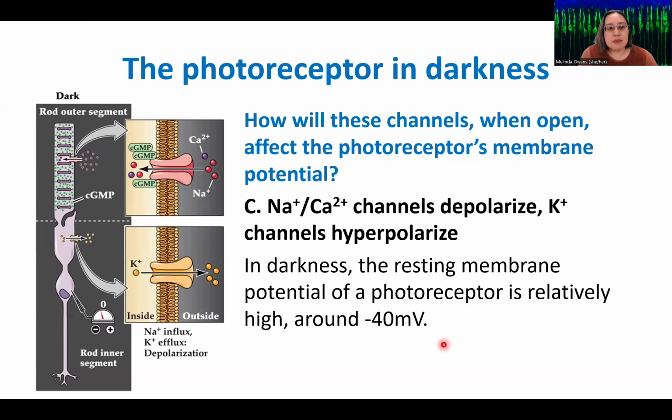You might think at this point, well, why doesn't it spike? Isn't that usually above threshold? Well, I'm going to tell you this. These neurons don't make action potentials. They're sort of weird that way. So we'll talk about what they do. But just for now, no, because of the contributions of these two channels, the resting membrane potential is relatively high.